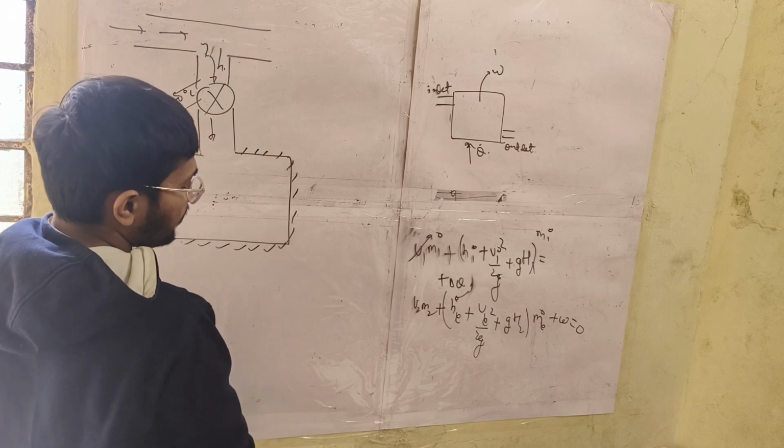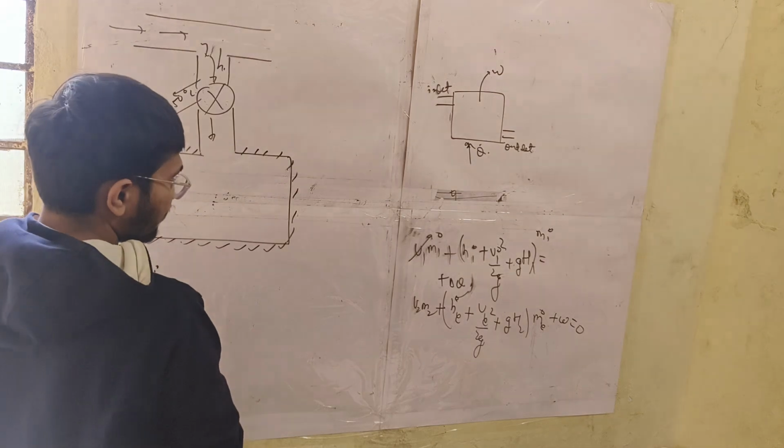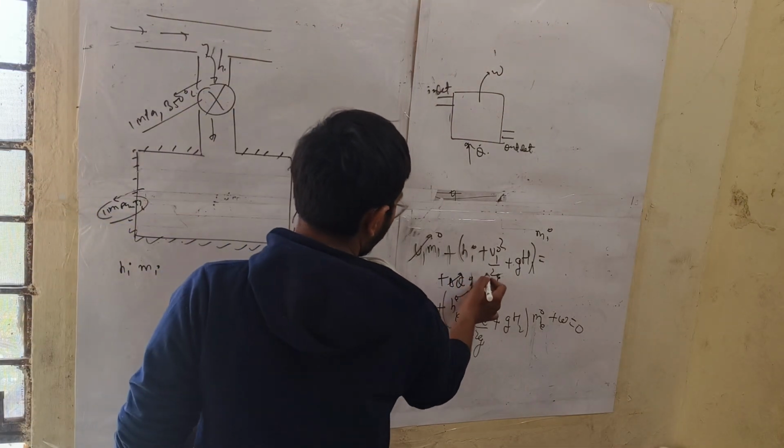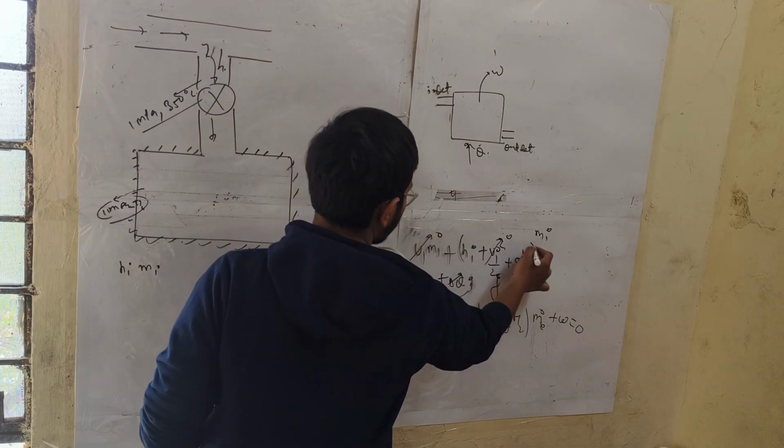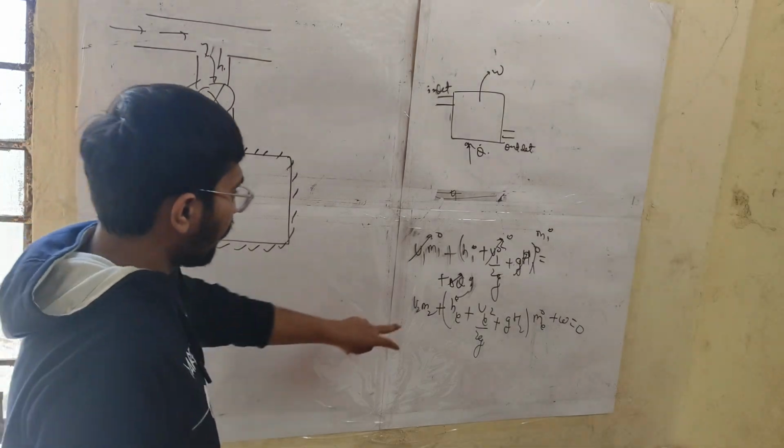There is no del Q because the system is insulated. All these terms become 0. This also is 0, this also is 0. What is U2 M2?